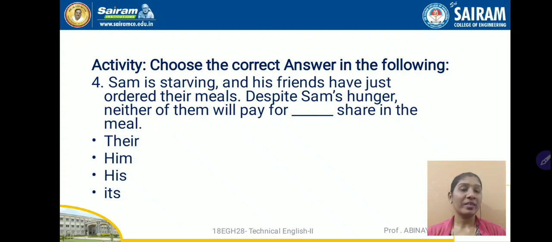So, neither is a singular construction, and two subjects are there connected with neither, Sam and his friends. So, obviously you should take his friends, plural. Because it's the plural subject, you should go for the plural pronoun their. So, neither of them will pay for their share in the meal.